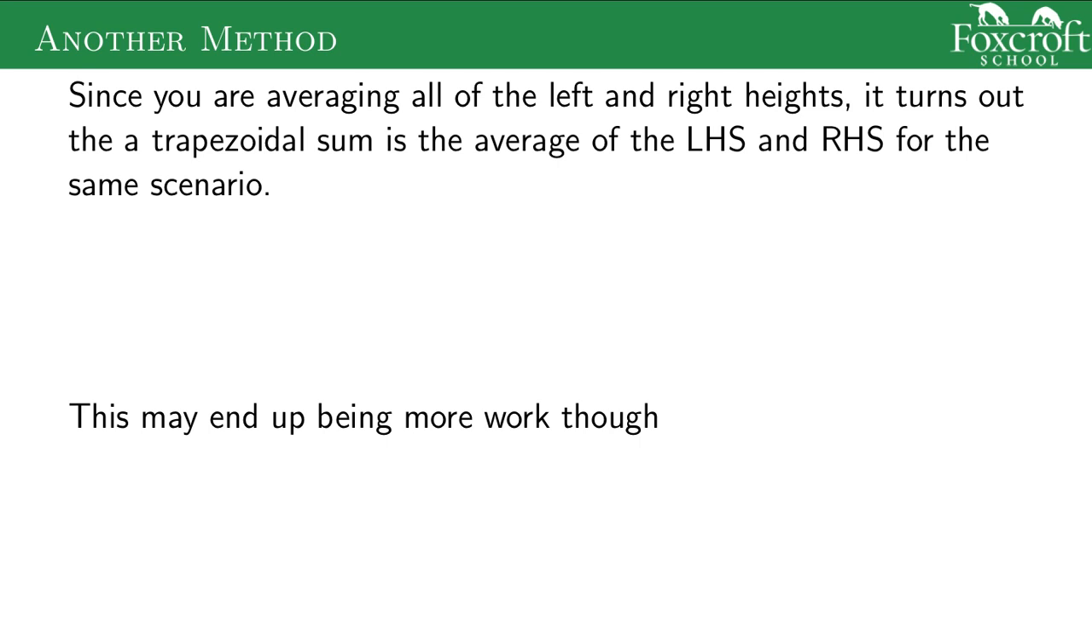There's another method for using the trapezoidal rule. Because you're just averaging all these things, it ends up being the average of your left-hand sum and your right-hand sum. So it's whichever method you prefer. You can either do a full left-hand sum and a full right-hand sum and average those two answers, and that's the same as the trapezoidal sum. So it really depends on the problem and the person which one you think might be quicker. But it's just another way of looking at a trapezoidal sum. It's just averaging the two other sums.